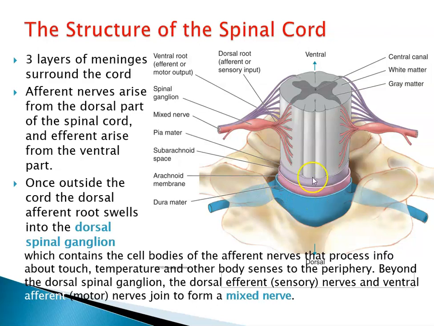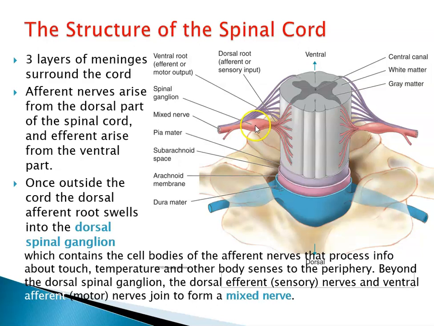Okay, so here's ventral, here's dorsal. I want you to know that afferent nerves arise from the dorsal part, which is right here, and efferent arise from the ventral part. Here we go, afferent, efferent. So once outside the cord, here the root swells into what we call the dorsal spinal ganglion. And it contains the cell bodies of afferent nerves that process information about touch, temperature, body senses, everything.